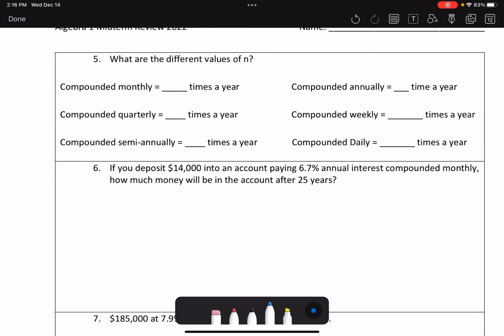This next question should be something that you know off the top of your head. We're looking at our different values of n. Compounded monthly means it's going to happen 12 times a year. Quarterly is 4 times a year. Semi-annually is 2 times a year. Compounded annually is 1 time a year. Weekly is 52. And daily is 365 times a year.